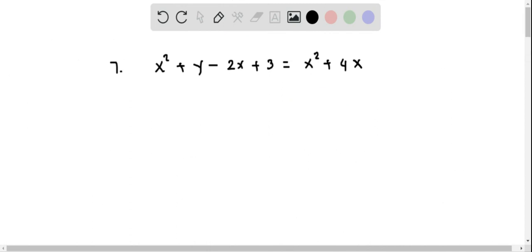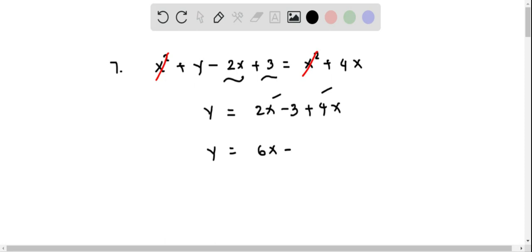Okay, let's do question 7. Here we have this conic equation x squared plus y minus 2x plus 3 equals x squared plus 4x. Since we have x squared on both sides, we can subtract x squared, and these two will cancel. I'm going to solve for y from this equation by adding 2x to both sides and also subtracting 3 from both sides. So I get y equals 2x minus 3 plus 4x. These two are like terms, 2x plus 4x is 6x, minus 3.